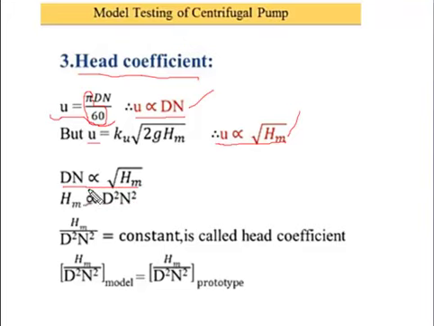Taking the square on both sides, we get hm is directly proportional to d square and n square. Now eliminating the proportionality, taking a constant, we get hm divided by d square n square is equal to constant. This constant is called head coefficient. Here hm divided by d square into n square for model will be equal to hm divided by d square into n square for a prototype model. This can be used for testing of a prototype model of centrifugal pump.